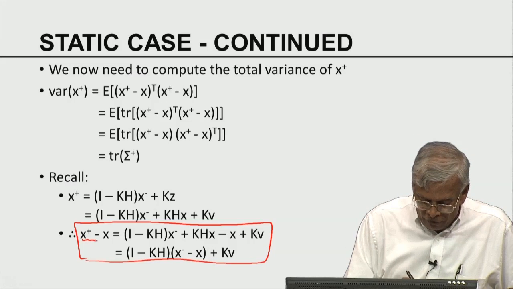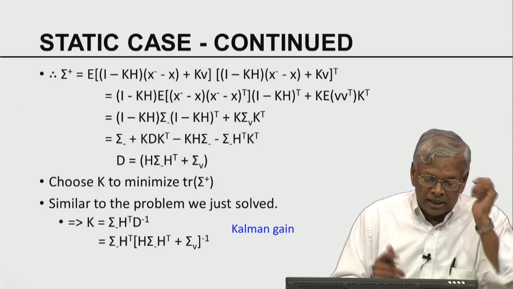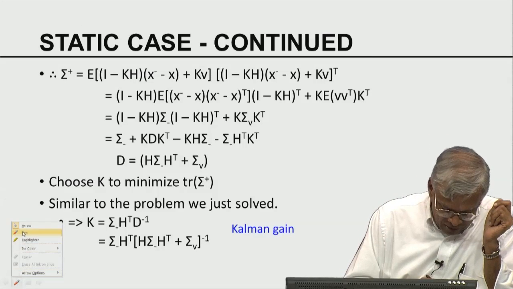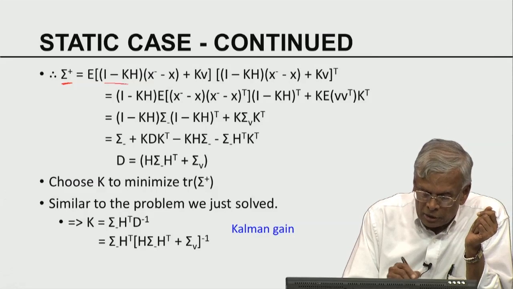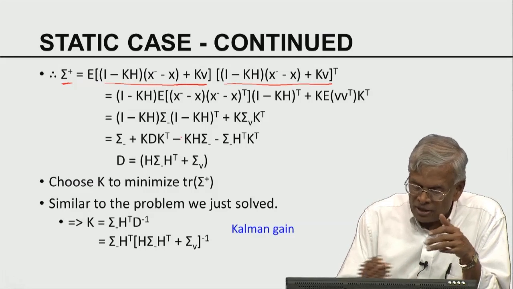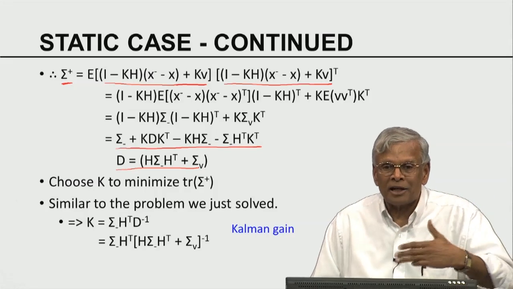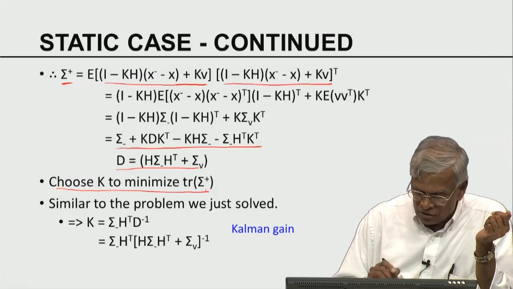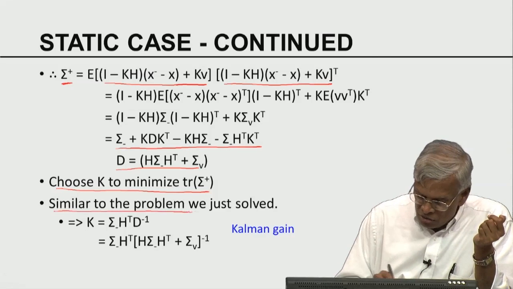So this is the posterior error in the estimate. If I have the posterior error in the estimate, I can compute the posterior error covariance. This is the expression for the posterior error. It is its transpose. You multiply, you simplify the whole expression, you get this. You can readily see the parallel between what we did and what we are trying to do. I would like to be able to choose K such that the trace of sigma x plus is minimum. The problem is similar to what we just solved.